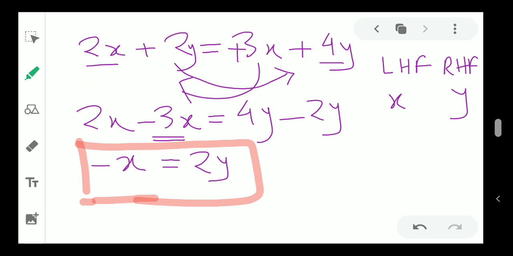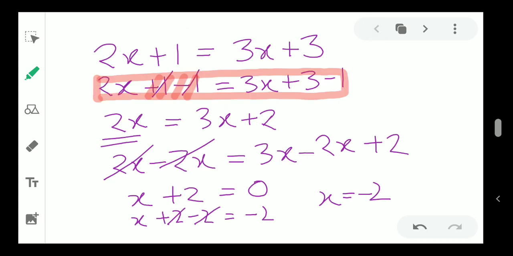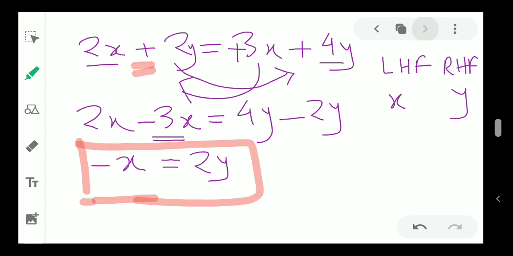So the basic idea is that whenever I am changing the side, the sign is changing also. And why is it happening? Because I am skipping this middle step, which I am now not doing. So this is one trick.